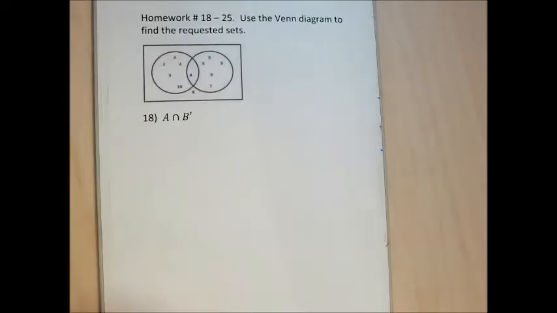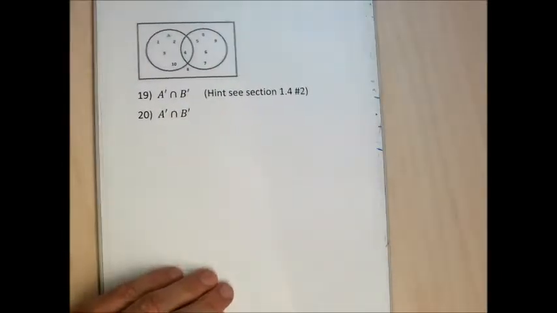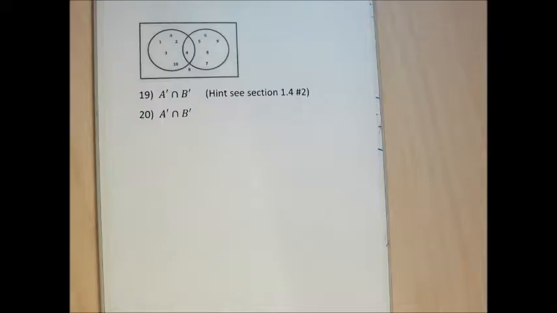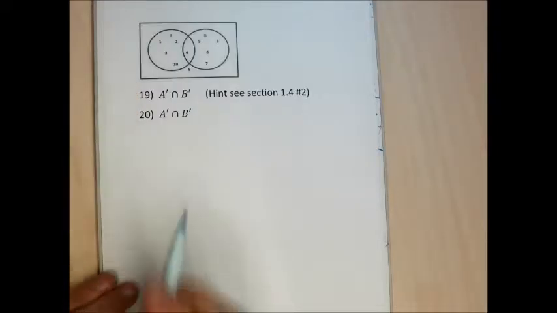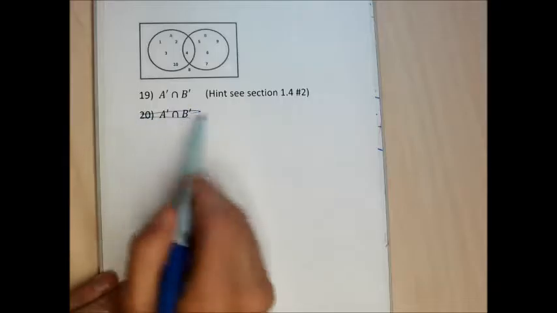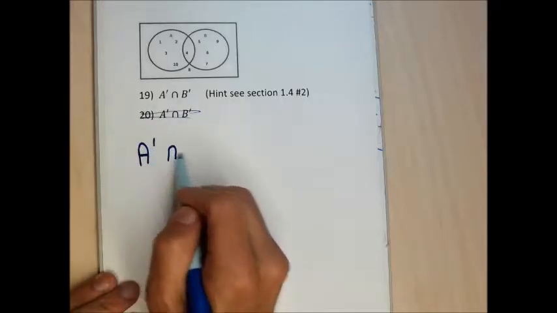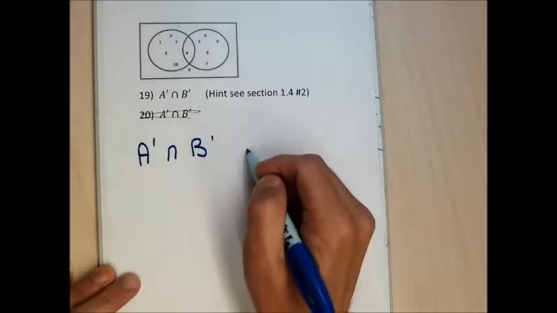So we have 18, 19, and 20. I feel like I'm going to skip 18 and do 20 just because the videos get so long. Wow, 19 and 20 look pretty similar, so I guess I'm doing 19 as opposed to 20 because of the same problem. So let's figure out what A complement intersection B complement looks like pictorially.